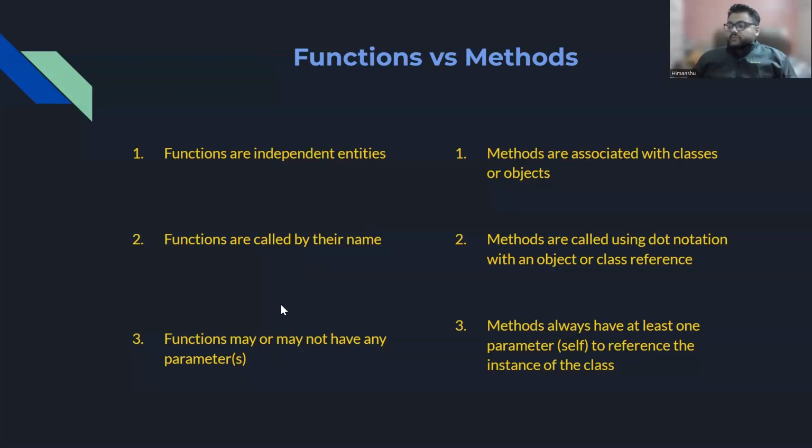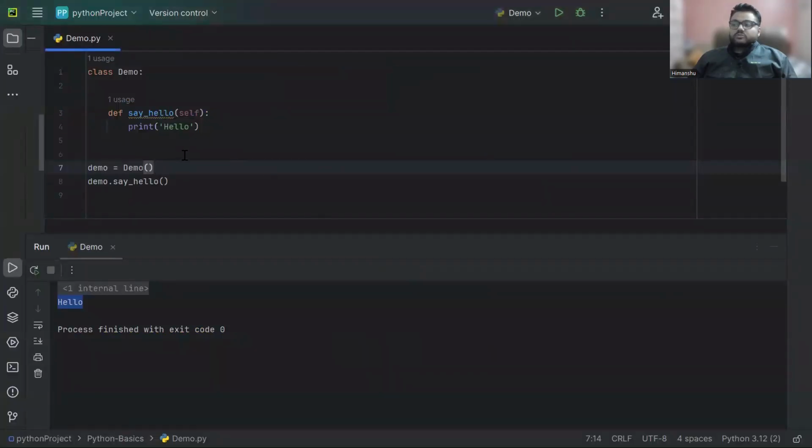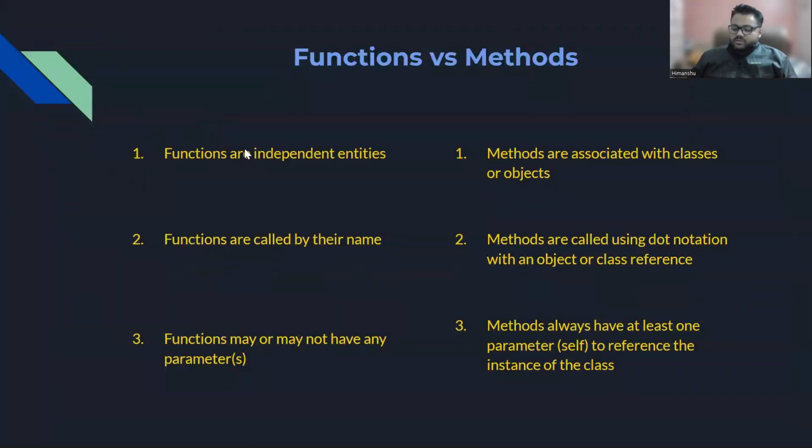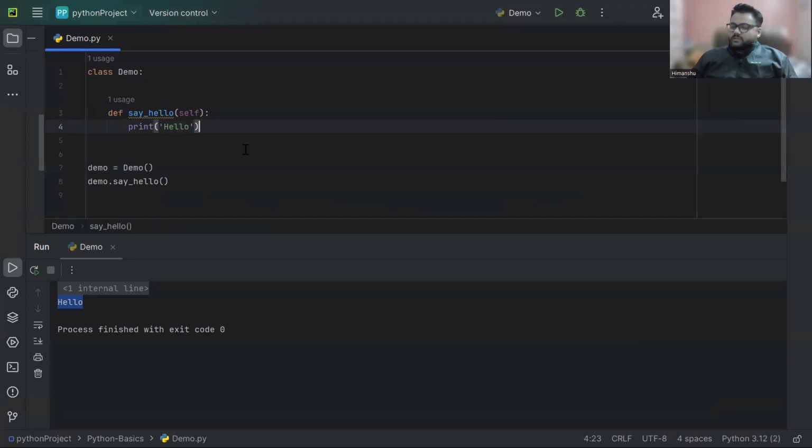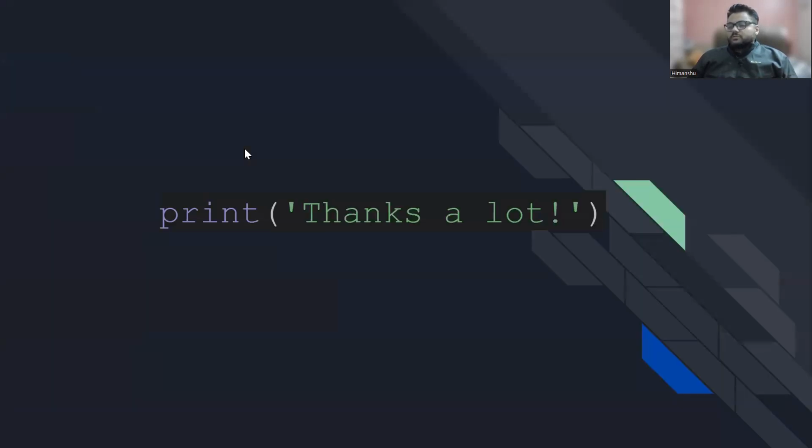Another one is, a function may or may not have any params, but a method always has at least one param, self, to reference the instance of the class, which I was just explaining. It has to have a self because it is inside the class, and if we don't give a self, it will throw an error. So this is the concept of functions and methods in Python, and I hope this is a basic concept, but it is sometimes missed, and it is even asked as a one-liner in interviews, and I just wanted to explain it so that we don't miss it.